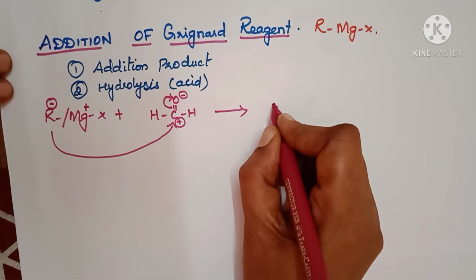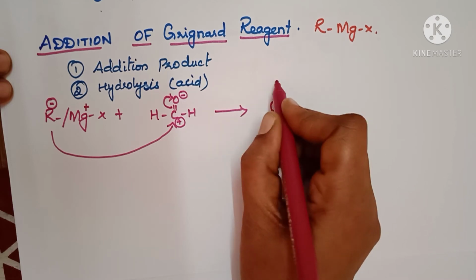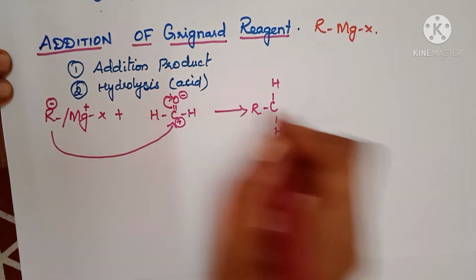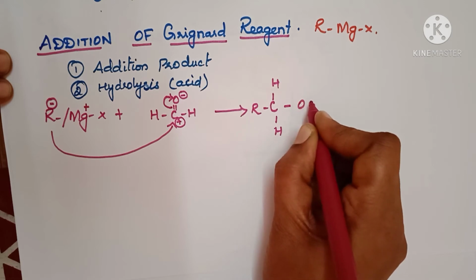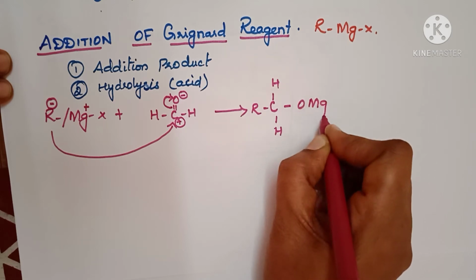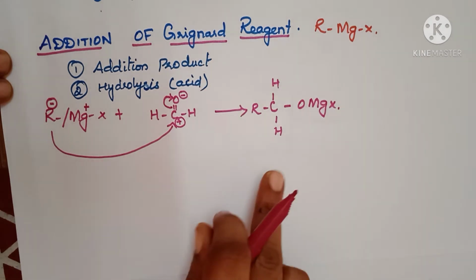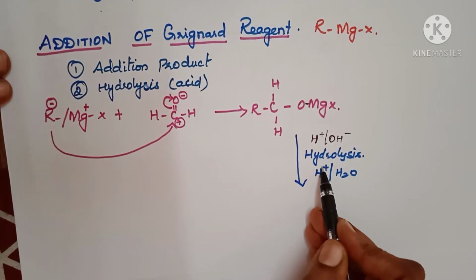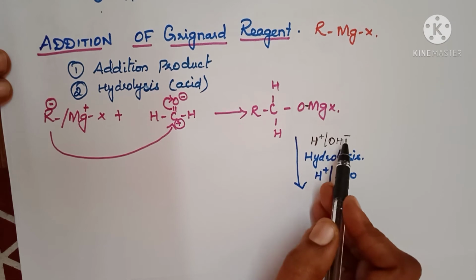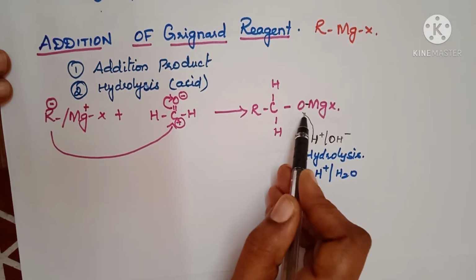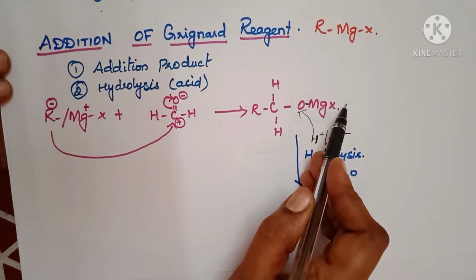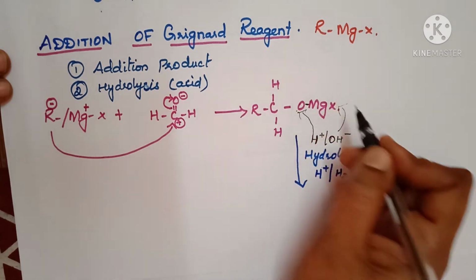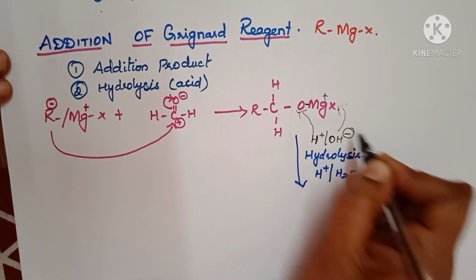So what product are you getting here? C with H, H, R, and OMgX. This is the intermediate product. Then during hydrolysis, H plus and the negative hydroxide go and sit at the positions of the charges.